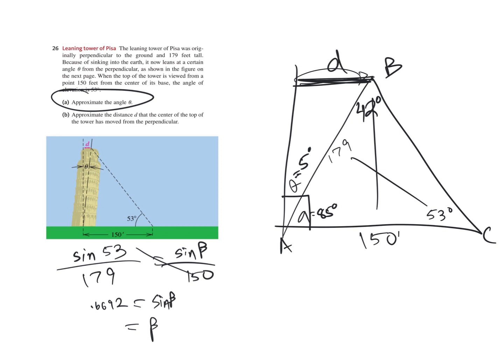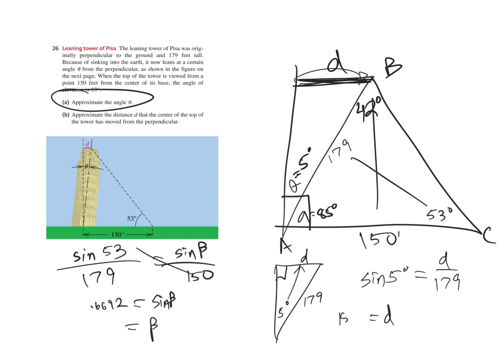And now this other part should be really simple. You have a 90-degree angle here for d, and this is 5 degrees here. We know this is 179 for the hypotenuse. So we have opposite leg and hypotenuse, so the sine of 5 degrees is equal to the opposite leg over the hypotenuse. So multiply 179 times the sine of 5. And so d is 15.6 feet.